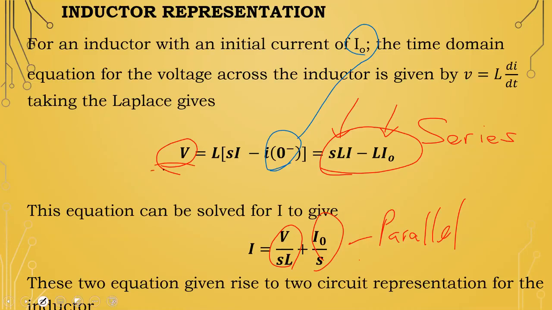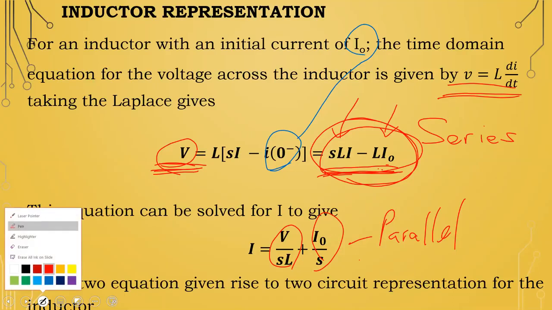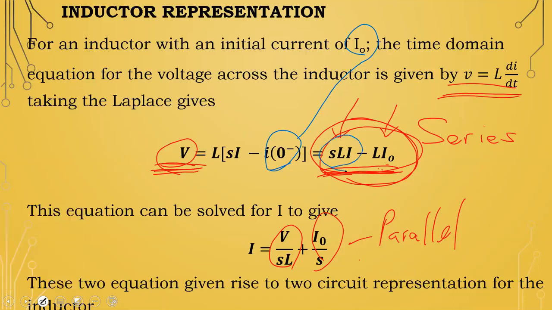This is a voltage. All right. It's coming from this. So we're taking the Laplace of this. So we have a voltage, and it's equal to the sum of two quantities. So if I'm going to represent this as a circuit, then it means that we have two elements in series, because each of these quantities must represent a voltage.